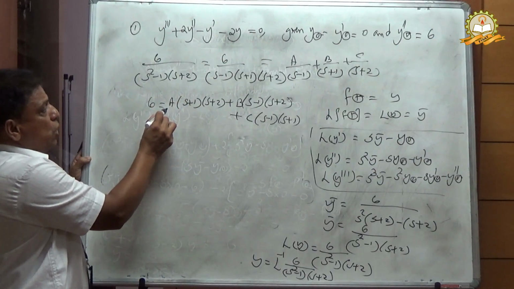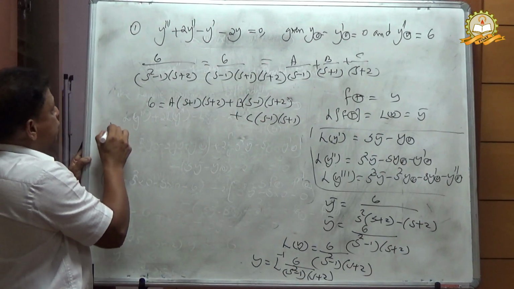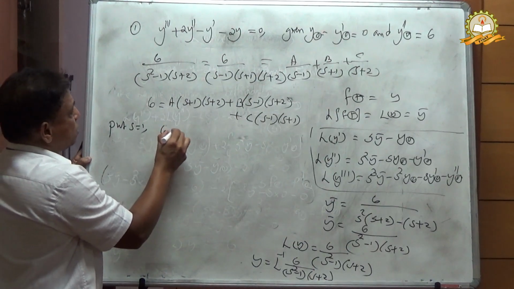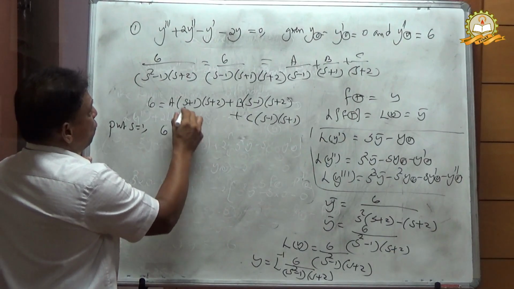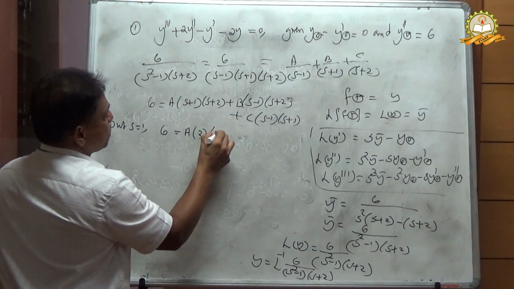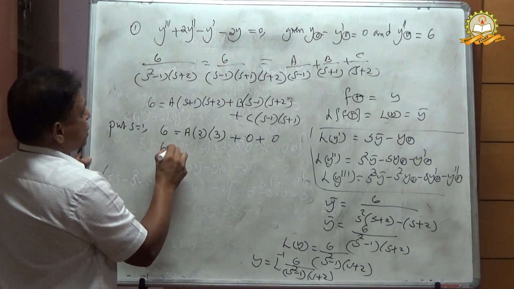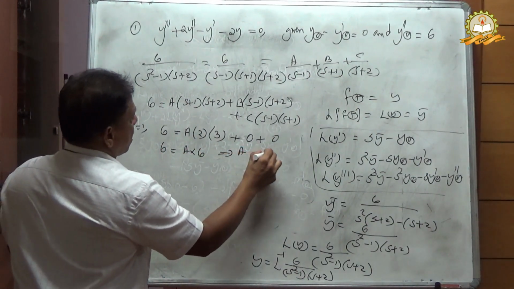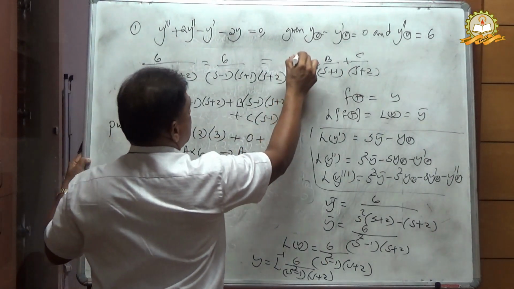We have to find the value of a, b and c. To find the value of a, b and c, first we put s equal to 1. When we put s equal to 1, the left hand side becomes 6. The right hand side becomes a into (1 plus 1), 2, (1 plus 2), 1 plus 2 is equal to 3, plus this term will be 0, this term will be 0. Therefore, 6 is equal to a into 6. Therefore, a is equal to 1. The value of a is equal to 1.